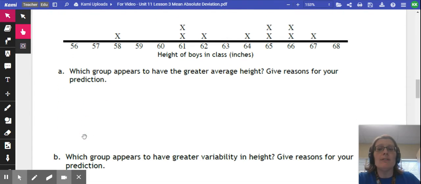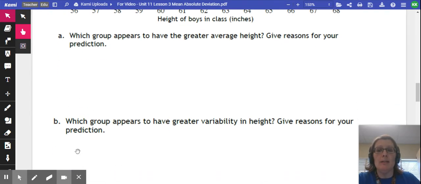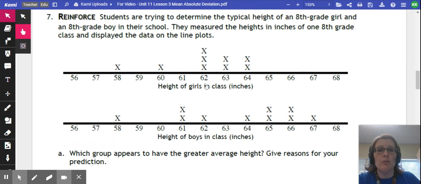You are making a prediction for part A and part B. So part A, which group appears to have the greater average height? So that's the mean, the average, not the mean absolute deviation. That's just the mean. Give reasons for your prediction. So which one, girls or boys, do you think has the highest mean?